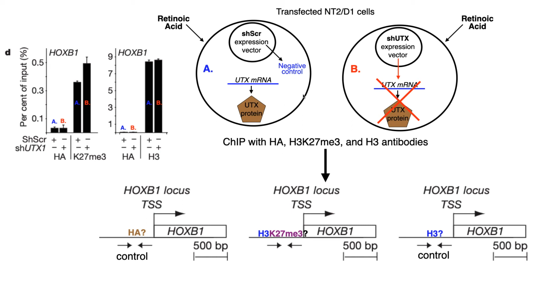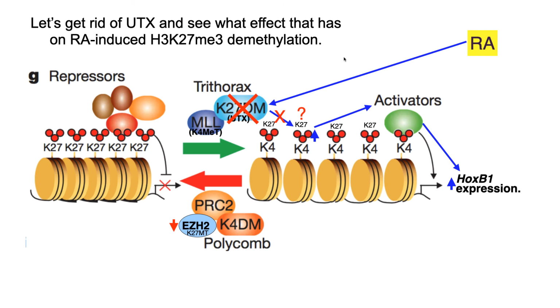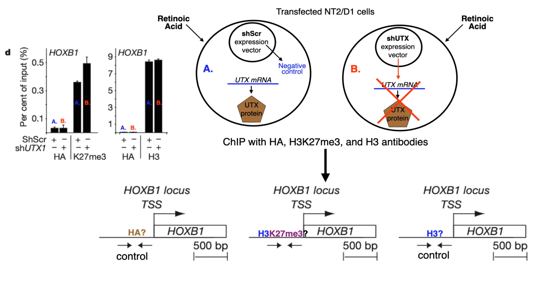Finally, each of the two cell types were incubated with retinoic acid, okay? Which means that what we have going on, according to the model, is retinoic acid should be bringing the UTX to the promoter region, which should be demethylating K27, which should be bringing in the activators, which should be giving us HOXB1 expression. Okay, so that's what should be happening. Now we do a ChIP on these two cell types. First, we do our control with HA, right?